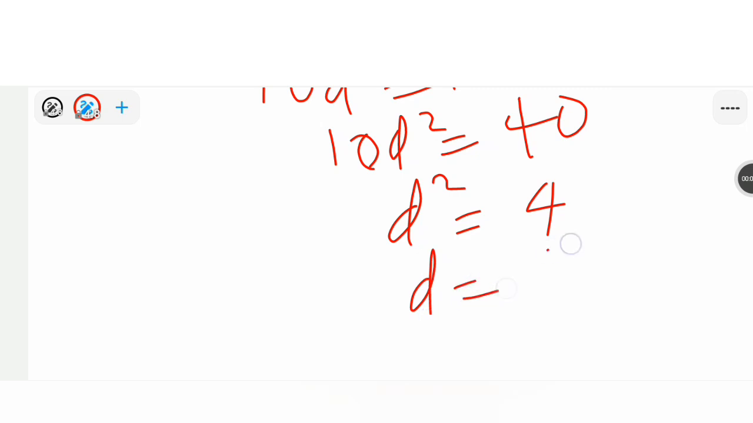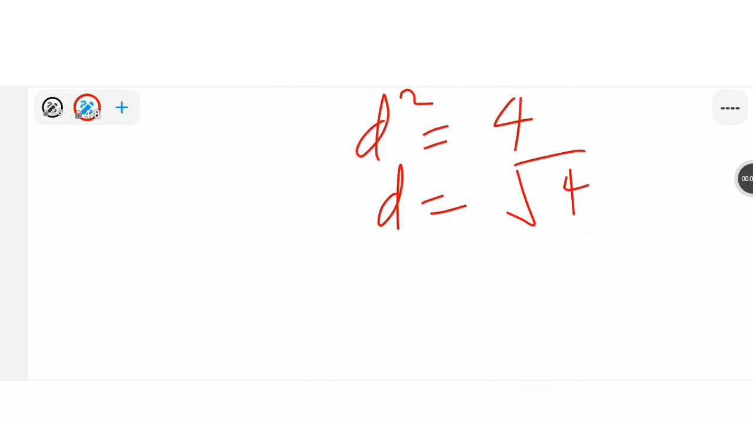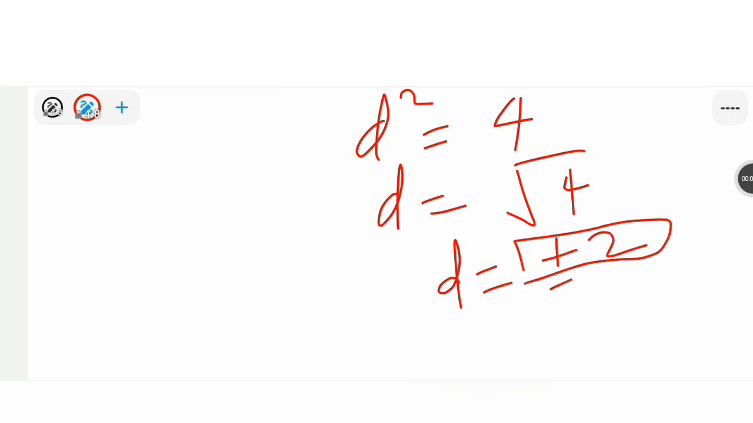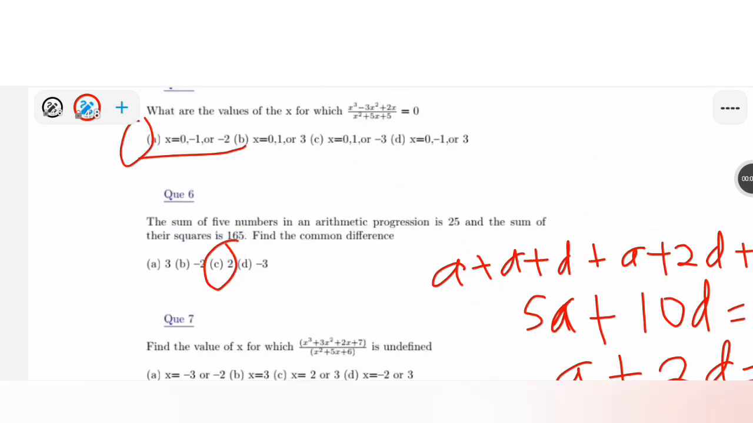Then d will be the square root of 4, so d is equal to plus or minus 2. But you are going to pick the positive one, because I told you the sum is increasing, so it's not negative. So d is plus 2. That's option C.